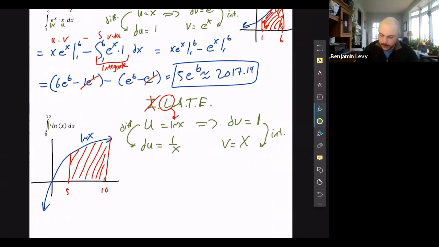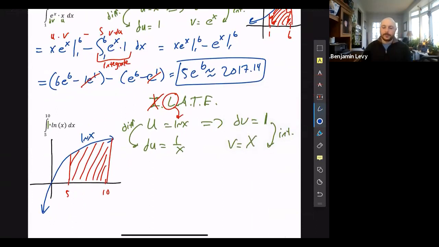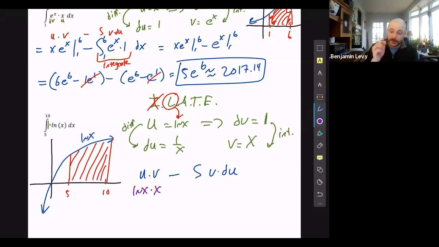How much room do we have here? Let's sneak it in right here. So we're going to do uv minus integral v du. That ends up looking like this: ln x times x, which is not helpful, but you don't have to do anything with that. You don't have to integrate. That's kind of an ugly thing, but you're just going to plug numbers in there. And then v du ends up being x times 1 over x. And so those two things cancel out, right?